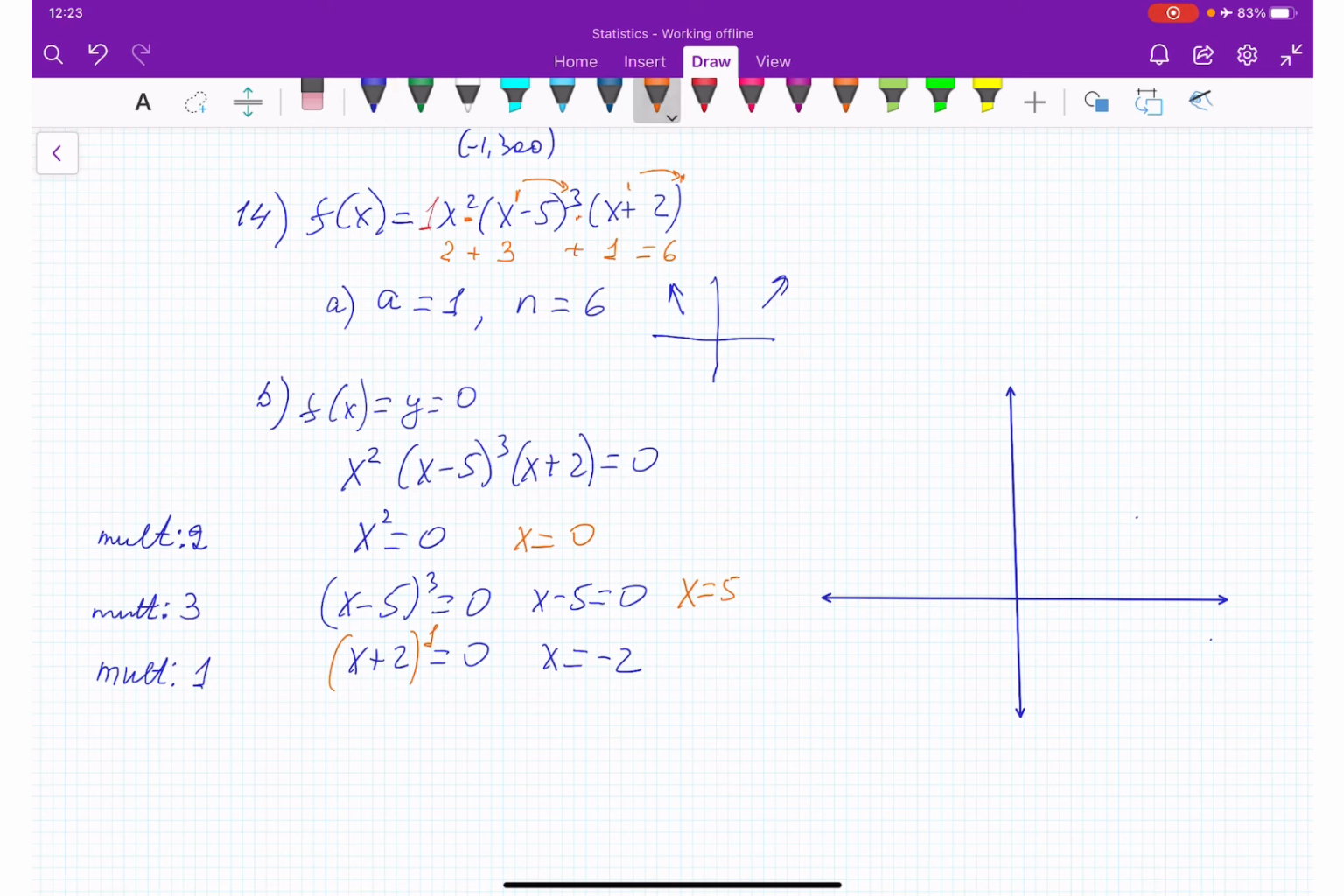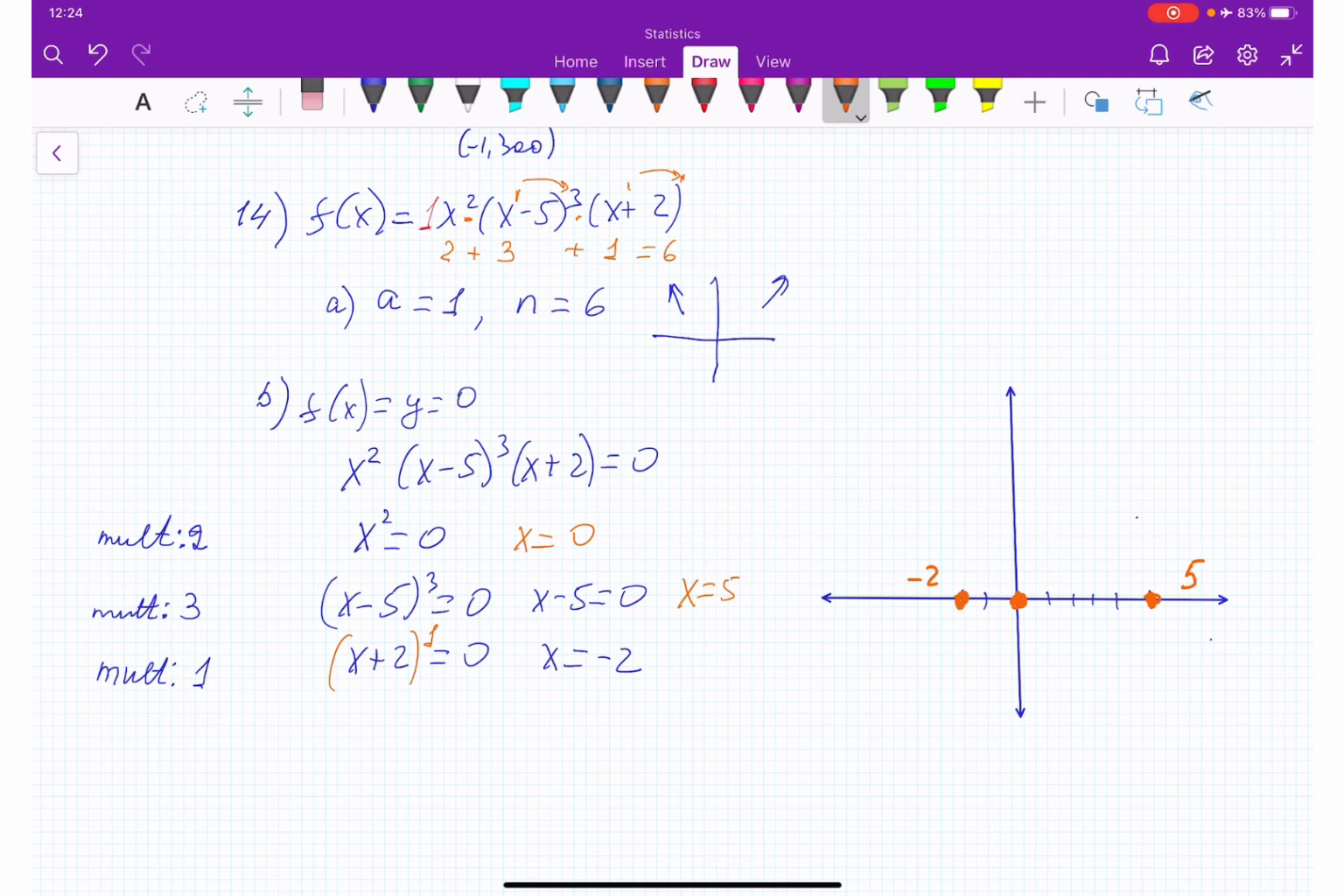So now let's try to place it on the graph. 0. Next is going to be 5: 1, 2, 3, 4, 5. And next is going to be -2. So this is -2, and this is +5. All right. So end behavior is going both up.